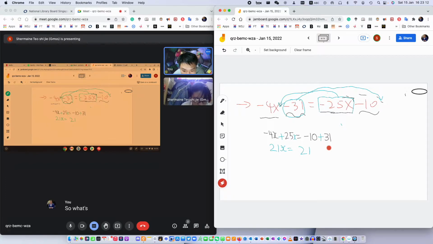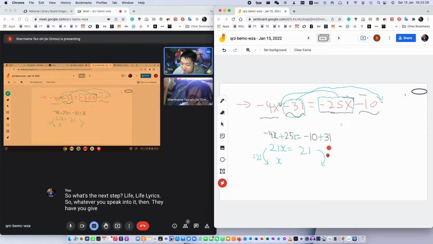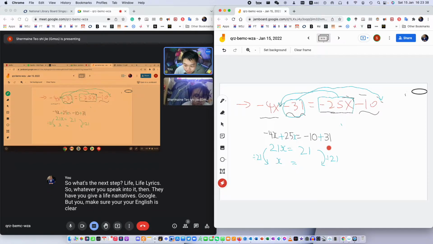So what's the next step? Live lyrics. Whatever you speak into it, they will give a live narrative. Google. But make sure your English is clear and understood by Google. Alright, good. They can translate it somehow.